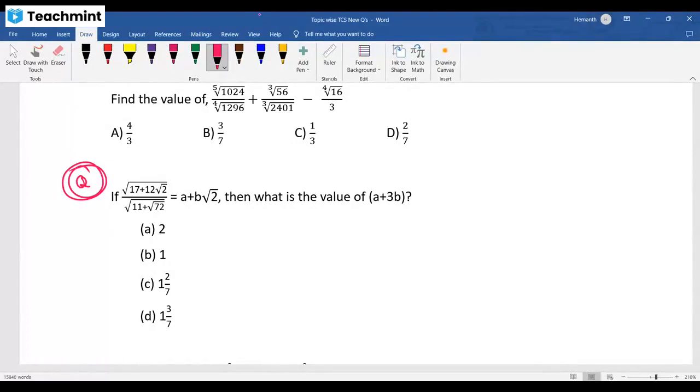Right, see this next one. Now you have the target already. 12 root 2.